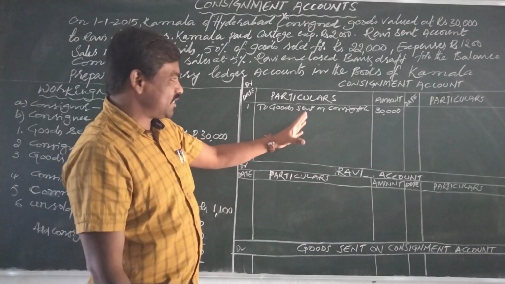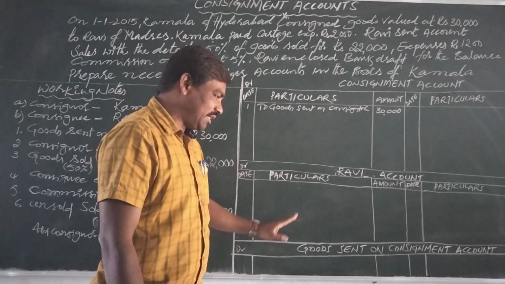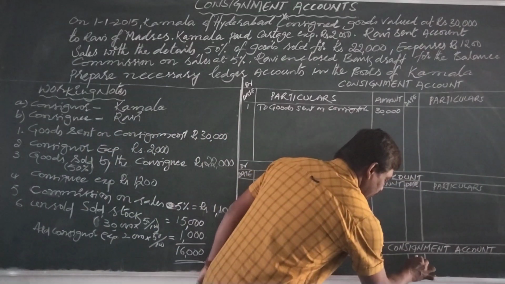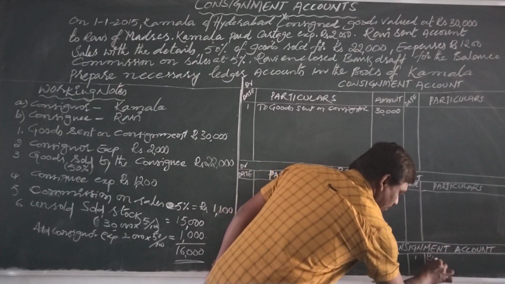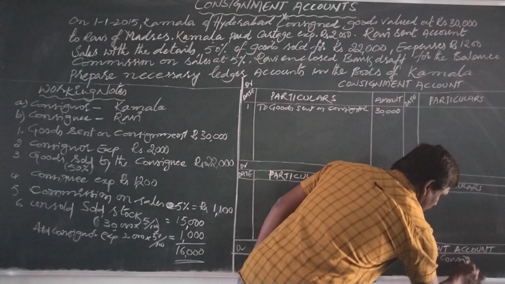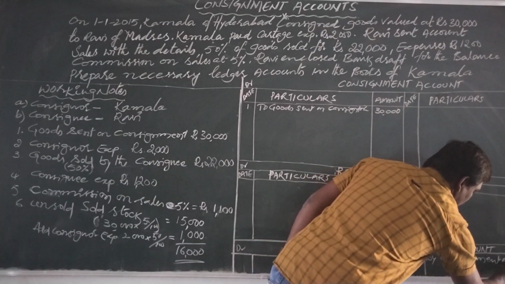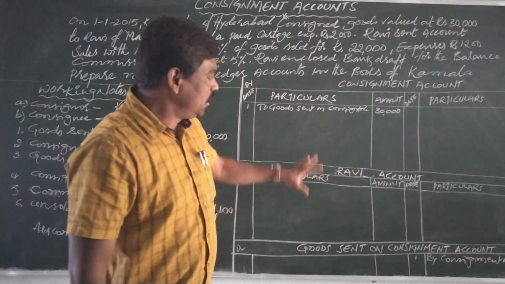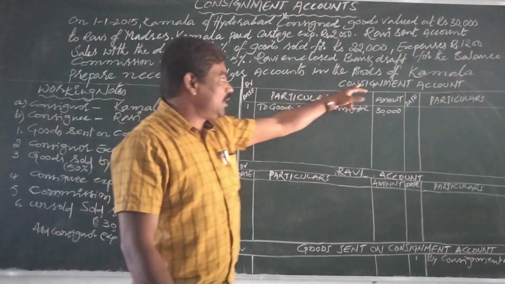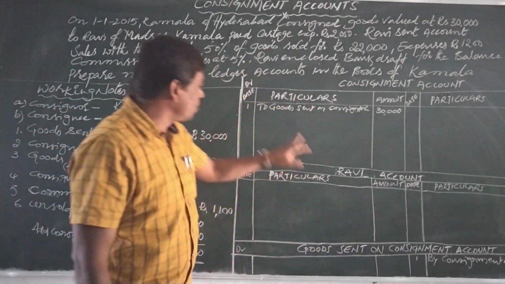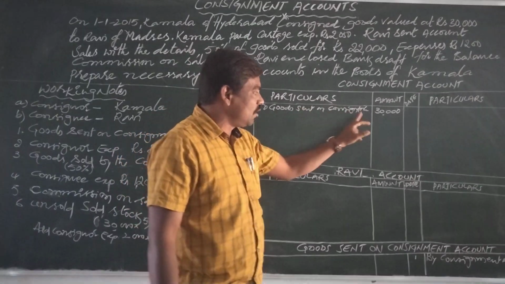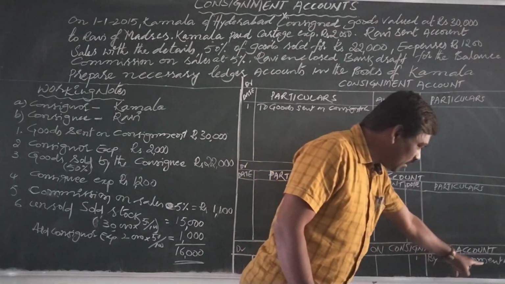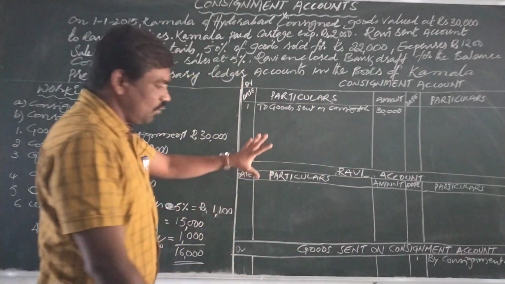We need to prepare only 3 necessary ledger accounts in the books of the consignor: consignment, Ravi account, that is the consignee account, and goods sent on consignment account. In the goods sent on consignment account, point 1, by consignment account, rupees 30,000. Okay students, for the first point, in the consignment account debit side, you write the third account name, that is to goods sent on consignment account, rupees 30,000. In the third account, the first entry you write is by consignment account, rupees 30,000. In this way you write the first entry.